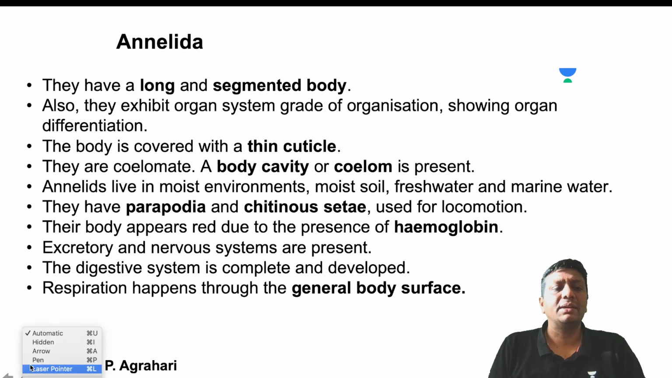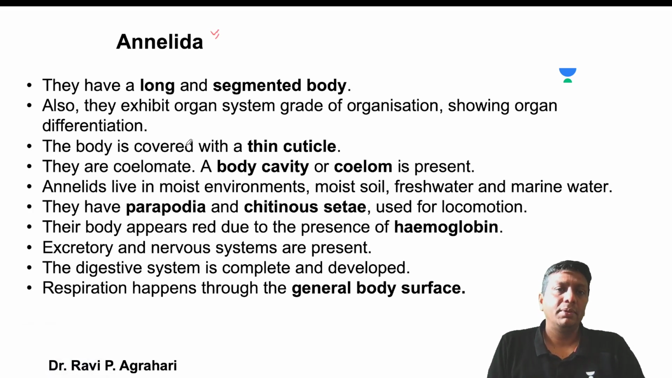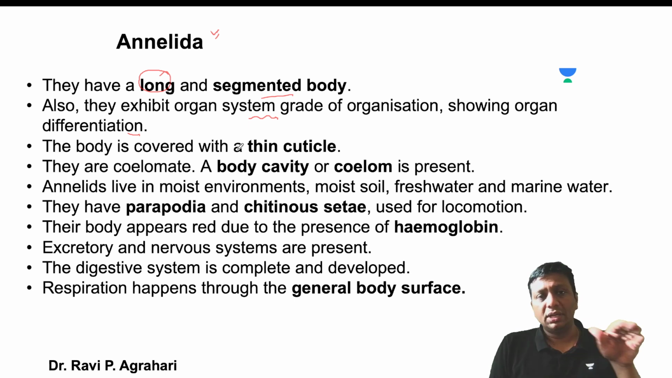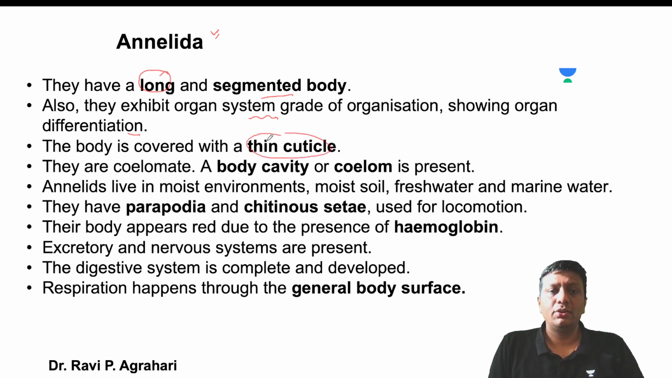Now go to the next example, Annelida. Annelida, the main example is what? Earthworm. If you see the earthworm, they are long and their bodies look segmented. Segmented means linings are there, you can find out. They exhibit organ-system organization and show organ differentiation. The outermost layer on the body is a very thin cuticle. The body cavity, the coelom, is present here, guys.